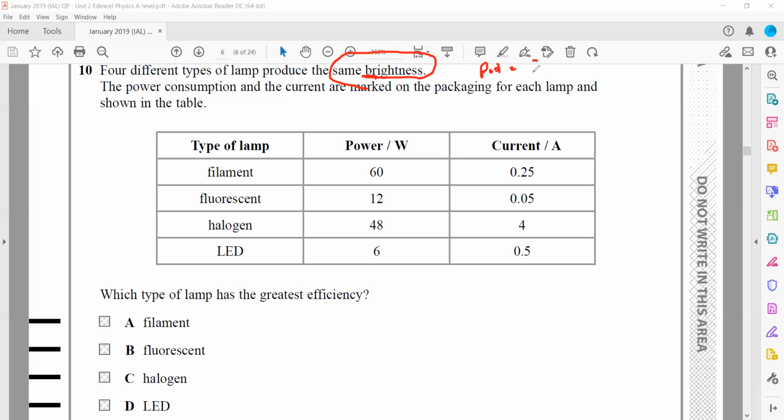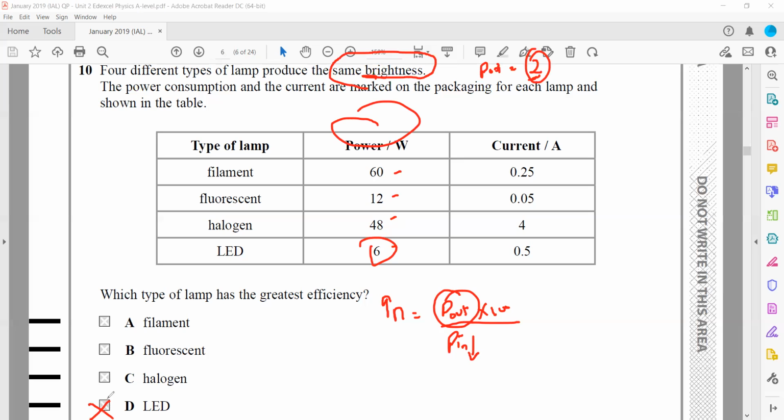If I consider the power output to be 2, efficiency equals useful power output divided by total power input multiplied by 100. So the one with the least power input will have the highest efficiency, because power output is constant. Which one has the least power? When we check 60, 12, 48, and 6, the LED is taking the least power input. So that's why it will have the highest efficiency.